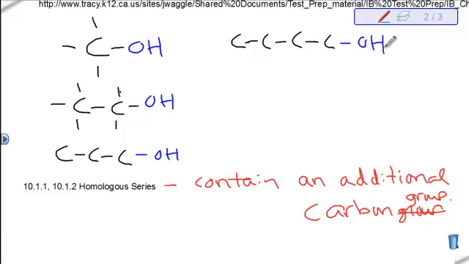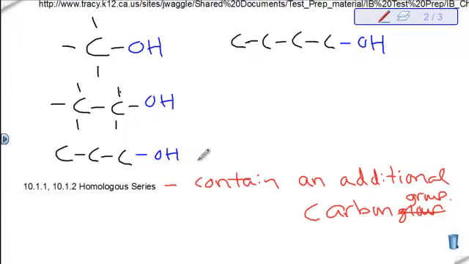So as a matter of practice, I'd like to see if you could name this. This is a 1-carbon alcohol. What do we call that? Methanol. This is a 2-carbon alcohol. What do we call that? Ethanol.